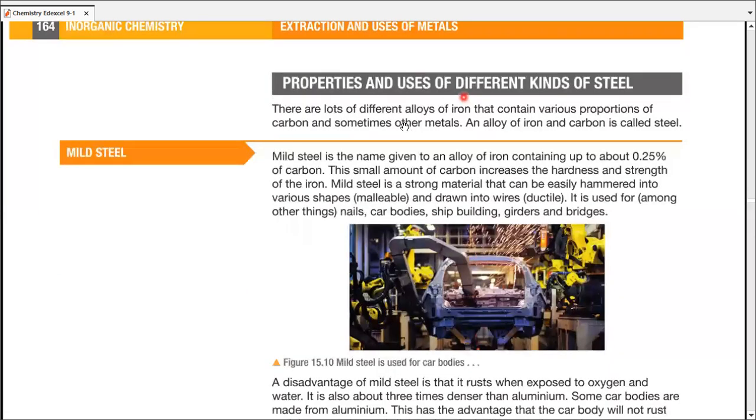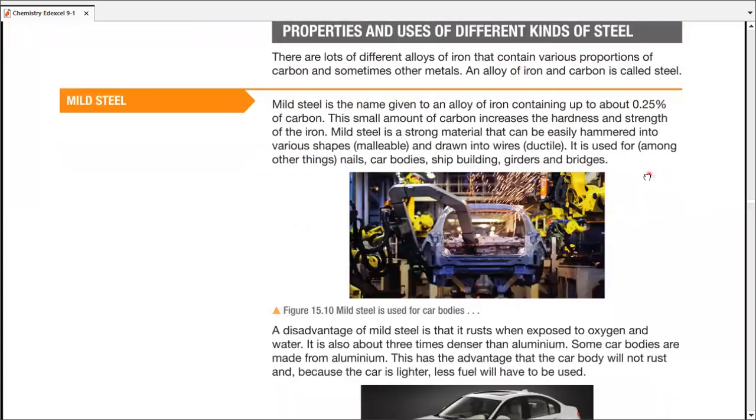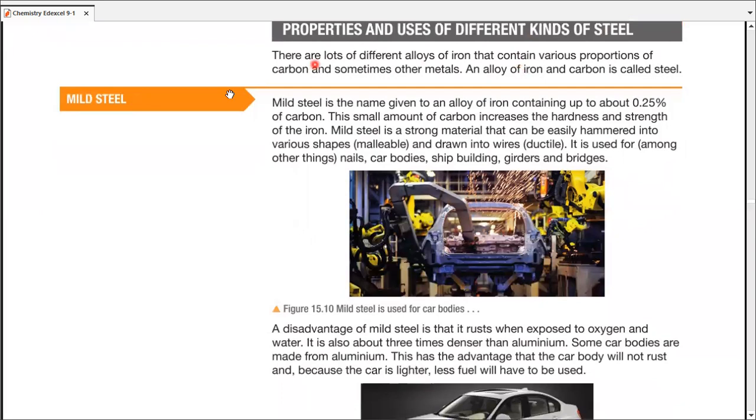Iron, because it can corrode, so we try to convert iron into steel. How do we do that? We add various proportions of carbon and other metals. For example, an iron and carbon mixture is commonly known as steel. One of the kinds of steel is mild steel. Now, mild steel is an alloy of iron which consists of about 0.25% carbon. Now, that's a really small percentage. The small amount of carbon increases the hardness and the strength.